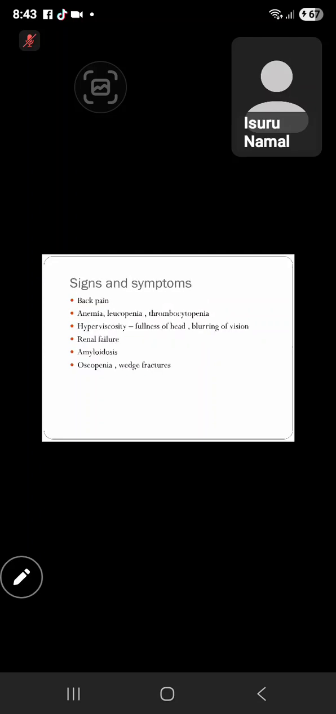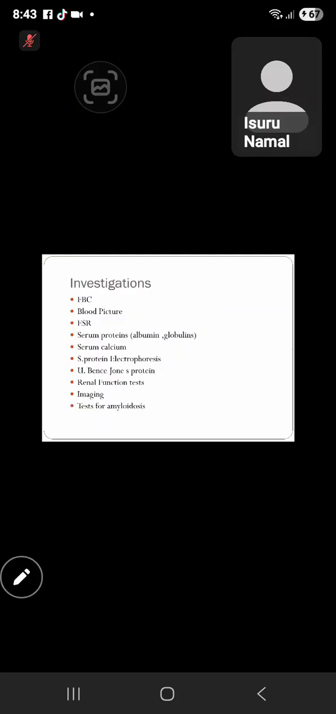We will discuss signs and symptoms: back pain, anemia, leukopenia, then renal failure, right? Investigations for multiple myeloma also: full blood count, blood picture, ESR. In the full blood count, you can see an increased white blood cell count. And when you go to the blood smear, there may be plasma cells present. ESR most of the time will become more than 100. Then serum protein: albumin reduces, globulin increases. Then serum protein electrophoresis, and urine Bence Jones protein, mainly positive in this case, right?